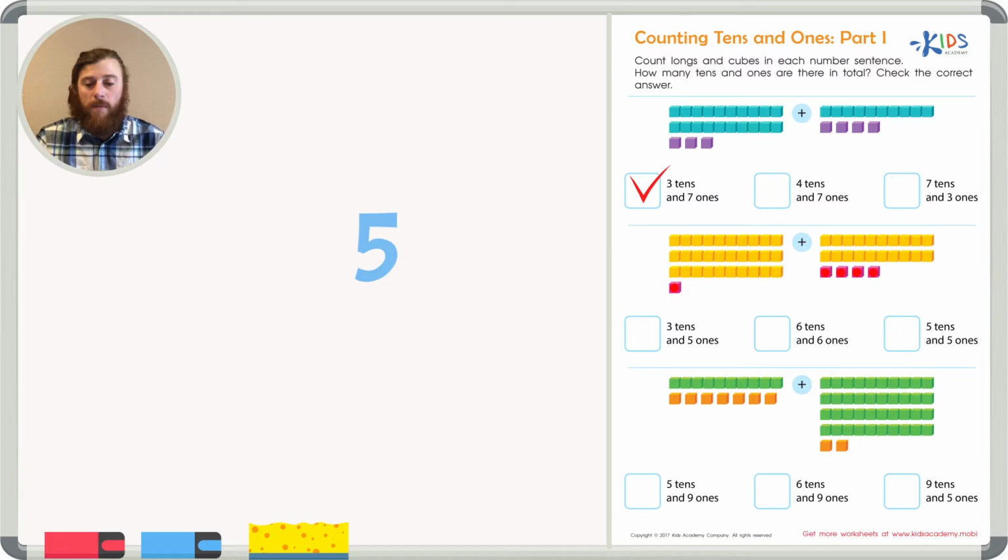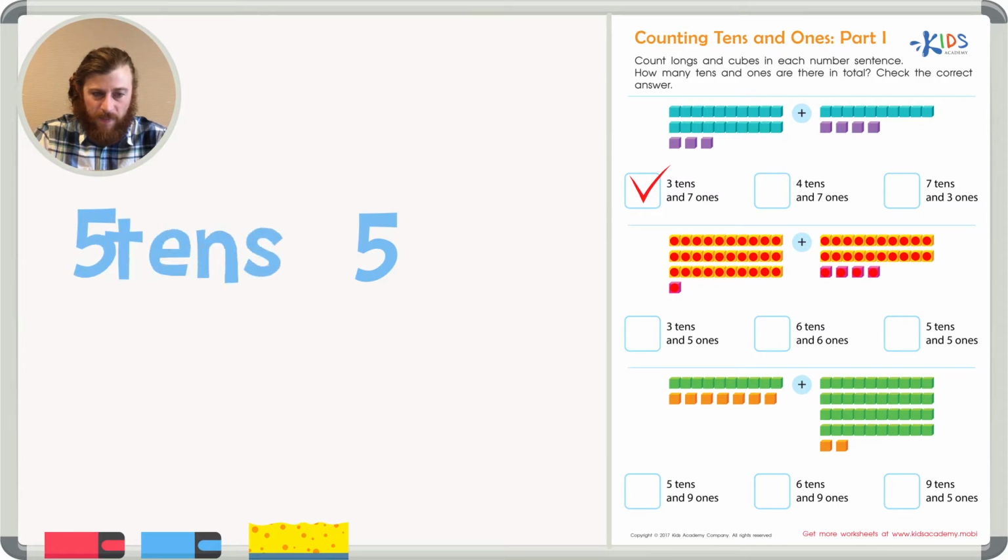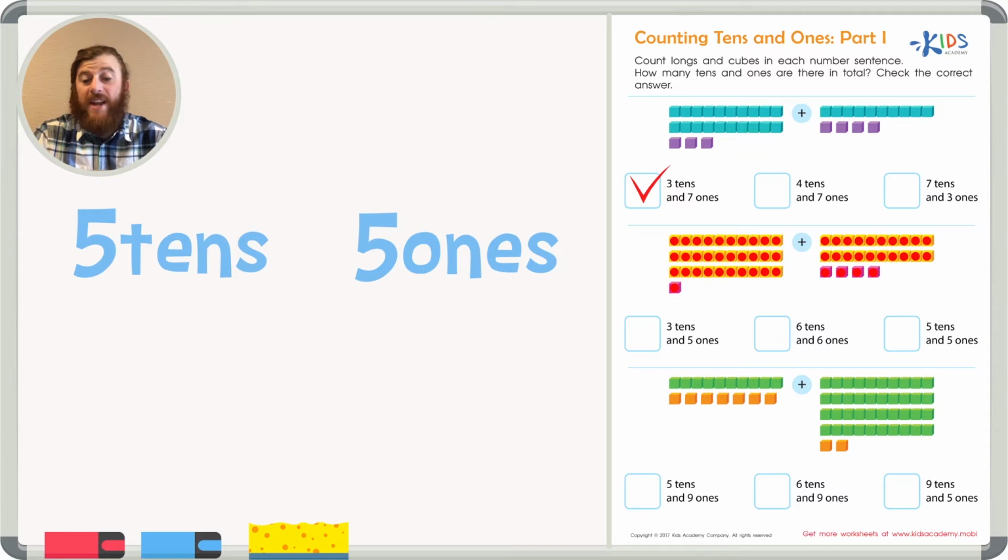Let's keep that in the back of our minds. Now, let's do the same with the tens. Let's count them all together, starting with the left side. We have 1, 2, 3, 4, 5 tens. So now I'm left with 5 tens and 5 ones. That is our third answer choice, making the third answer choice correct.